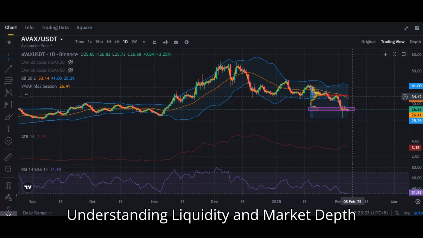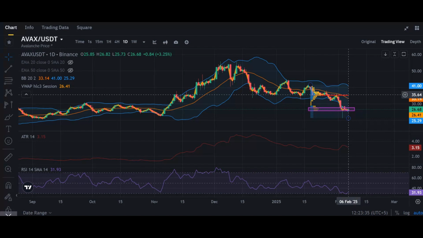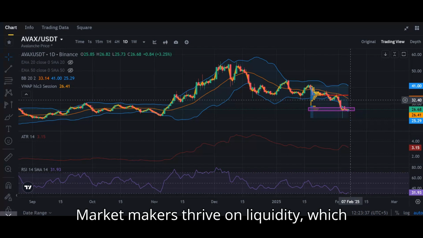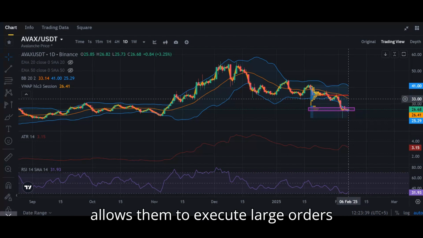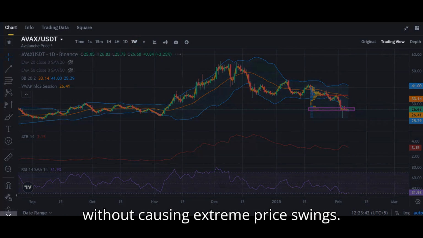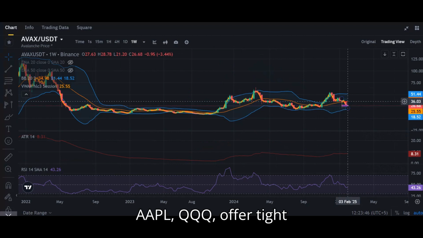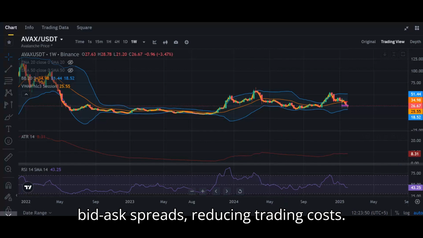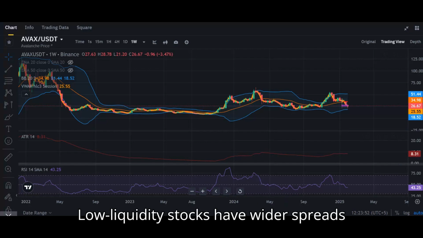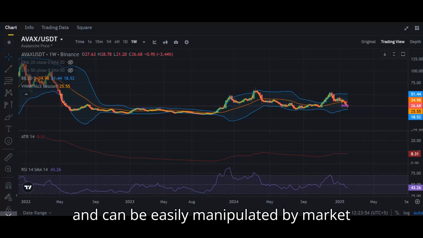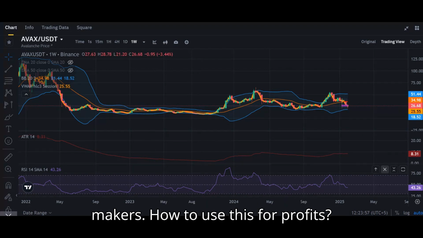1. Understanding liquidity and market depth. Market makers thrive on liquidity, which allows them to execute large orders without causing extreme price swings. High liquidity environments, e.g., SPY, AAPL, QQQ, offer tight bid-ask spreads, reducing trading costs. Low liquidity stocks have wider spreads and can be easily manipulated by market makers.